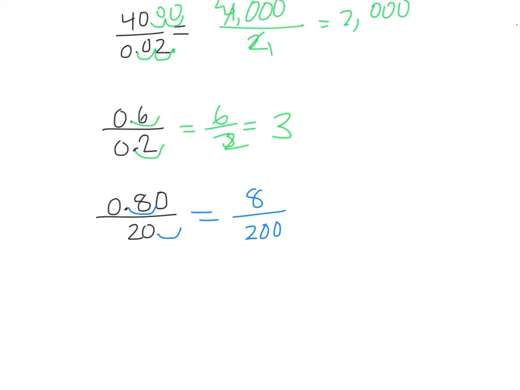Okay, we can also simplify this because we know that both 8 and 200 are divisible by 2. You divide 8 by 2 and you get 4. You divide 200 by 2 and you get 100. So that's going to be 4 divided by 100. What do you know about 4 divided by 100? That's 4 hundredths, right? So that's going to be 0.04, 4 hundredths. Okay?